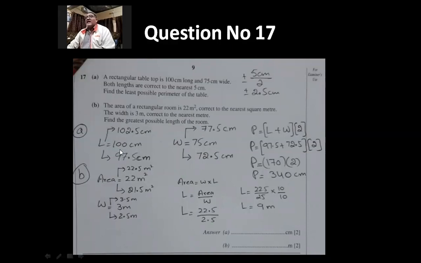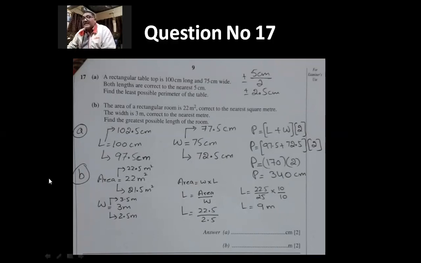Here you see the length is given, that is 100 centimeters, and it is correct to 5 centimeters. So 5 centimeters divided by 2 will be 2.5 centimeters. So 100 centimeters is the length, add 2.5 to it, so you will get 102.5 centimeters. That is the upper bound of the length. And from 100, if you subtract 2.5, you get 97.5 centimeters, and that is the lower bound of the length.